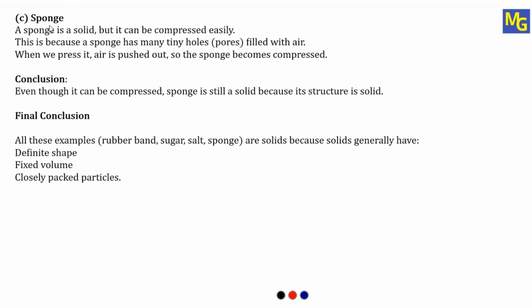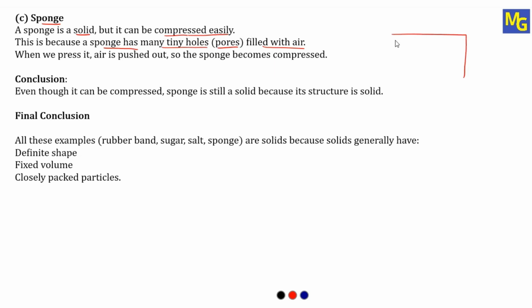Now the next one, that is sponge. A sponge is a solid, but it can be compressed easily. You may have seen the sponge which we use during construction, even to clean some of the materials. That sponge, you can easily press or compress. This is because the sponge has many tiny holes or pores filled with air.